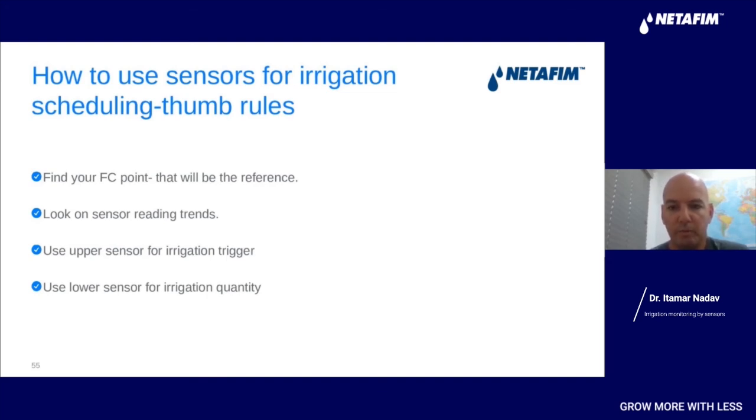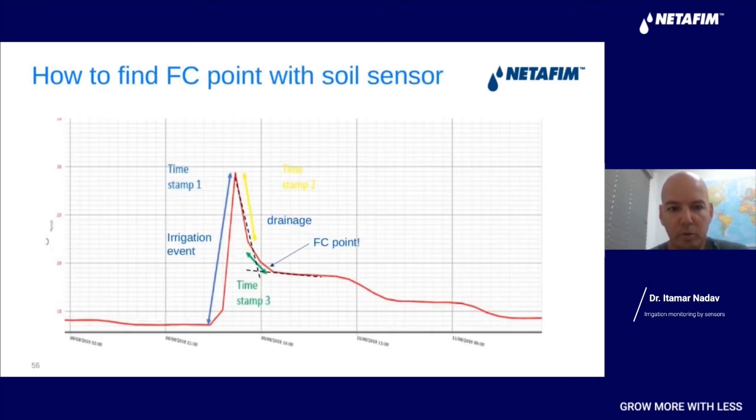So first of all, we need to find our field capacity with the soil sensor. If we look at the trend of irrigation, and you saw that in previous examples, you can see an increasing water content, which is because of the irrigation. Then you will see a rapid decrease in water content, and this is the drainage.